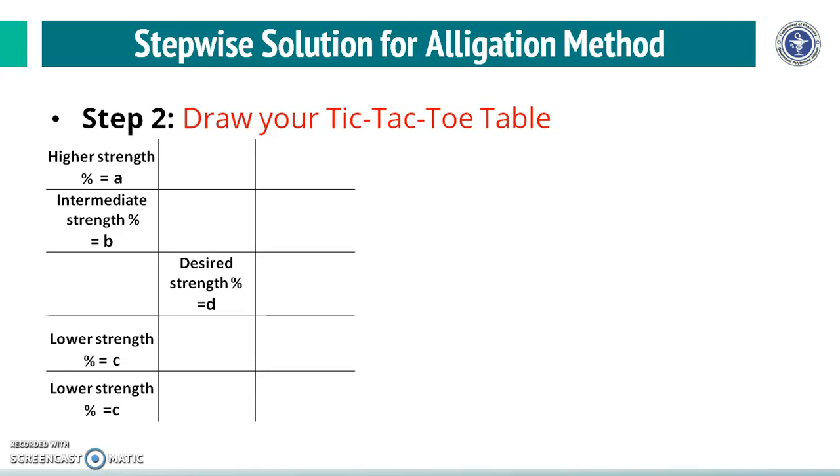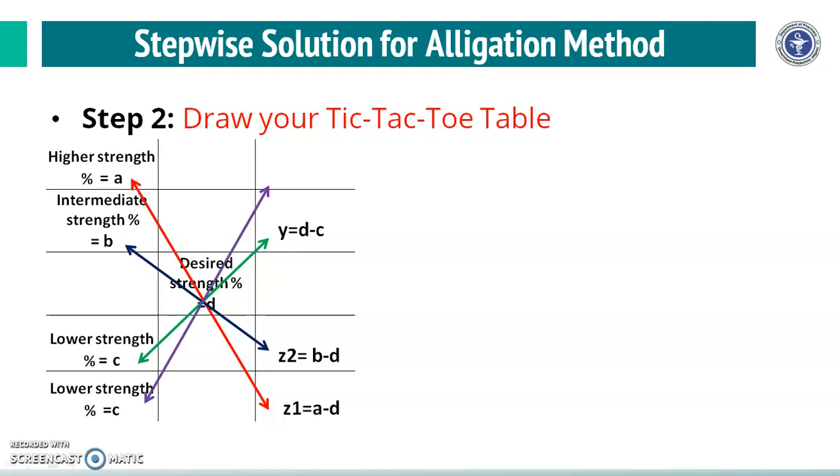Draw your tic-tac-toe table. Here you can see the strength A, B, lower strength C. But here we have only 3 things to be mixed. We can add this lower strength once again in the last quadrant. We can take the higher strength and subtract the desired strength from the higher strength, and then we get the value that is A minus D. We can subtract the desired strength from the intermediate strength and you can get Z2. We can even do desired strength minus C and desired strength minus C.